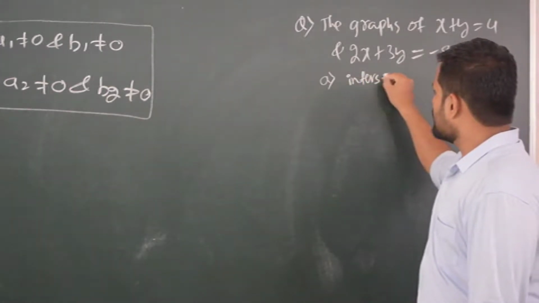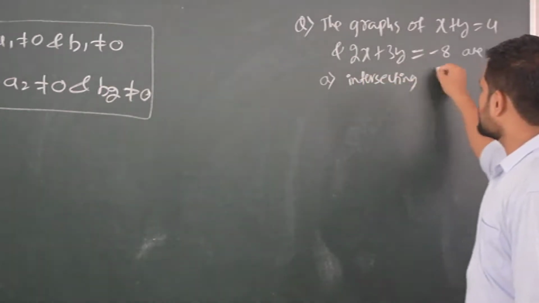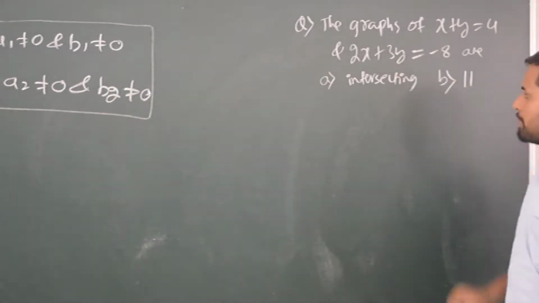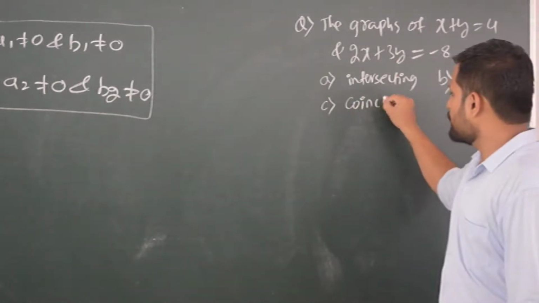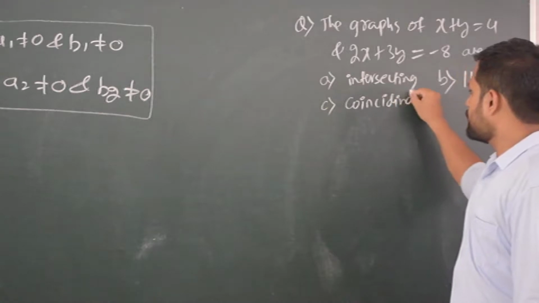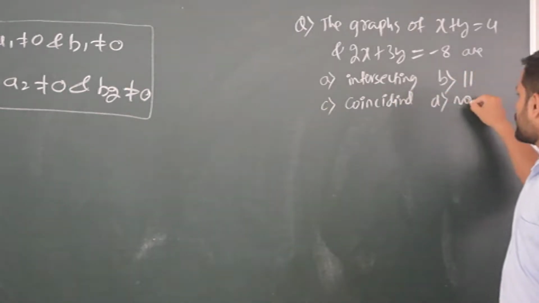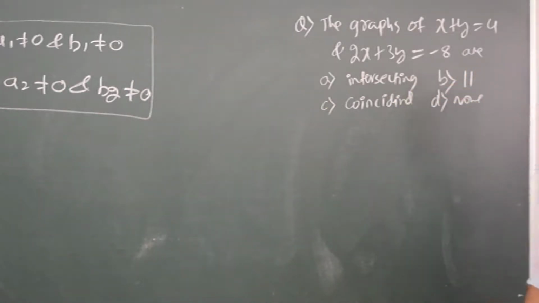They will mention intersecting. And the second option they will say parallel, which has a symbol for parallel, no? And the third option they will give coinciding. And the fourth option they will give none of the above. Now tell me, how to do this? It is for 1 mark. Yes or no?